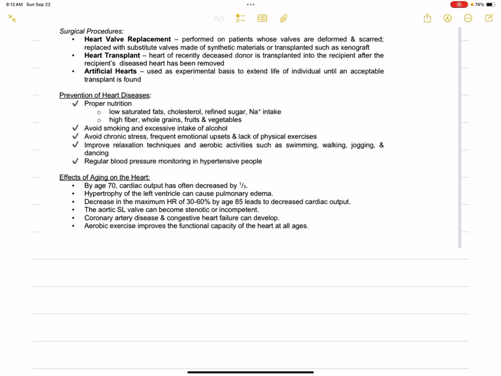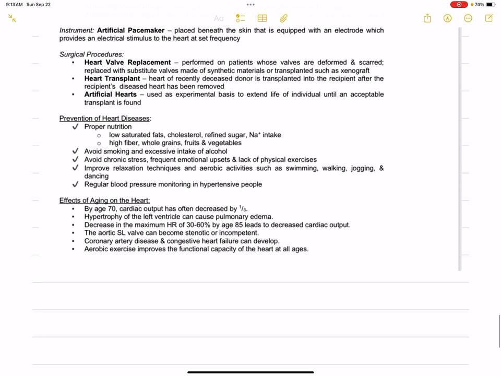Hypertrophy of the left ventricle can cause pulmonary edema. Then, decrease in the maximum heart rate of 30 to 60% by age 85 leads to decreased cardiac output. The aortic SL valve can become stenotic or incompetent, or mapatay siya, hindi na-function. Coronary artery disease and congestive heart failure can develop. Aerobic exercise improves the functional capacity of the heart at all ages.